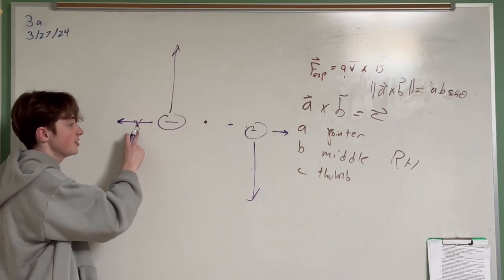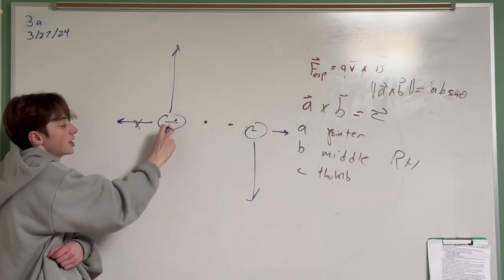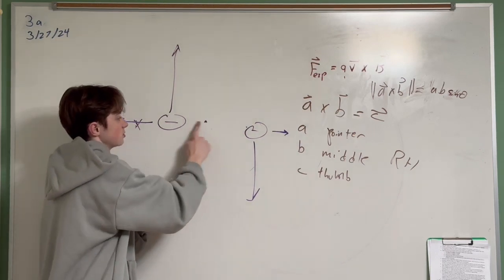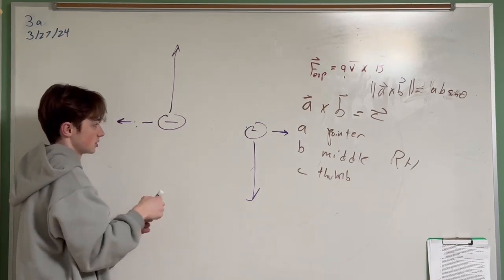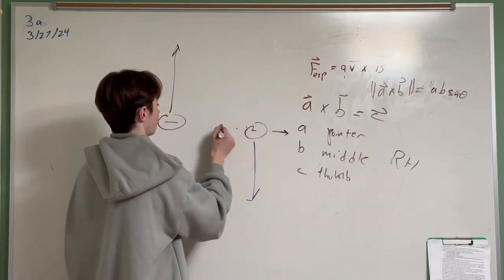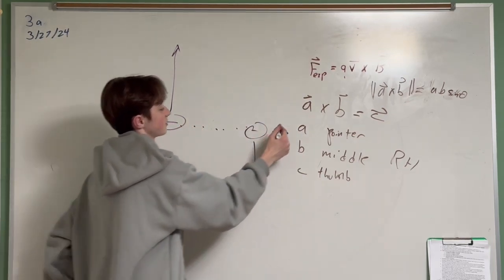This X and this dot apply to the magnetic field created by this one. We need different ones for this one, so we have to redo this. It's reversed, so zero, then X over here.